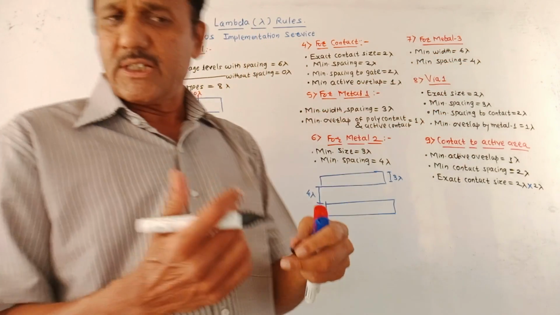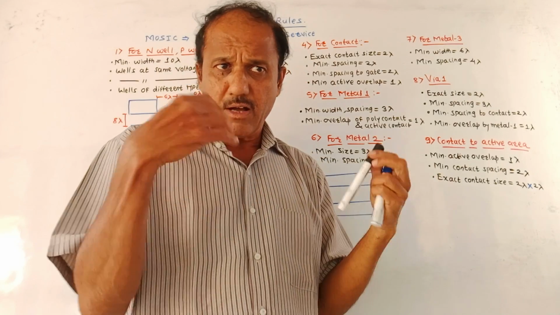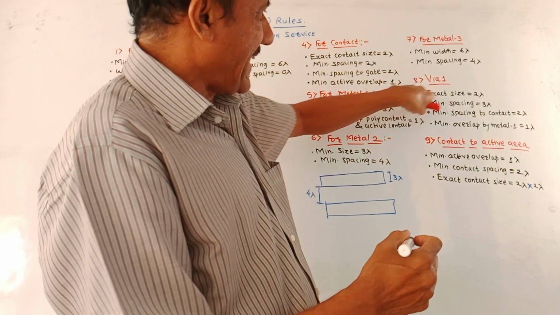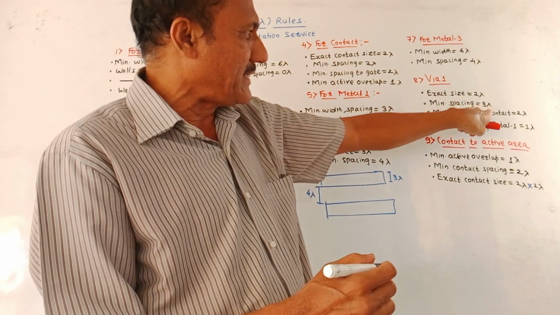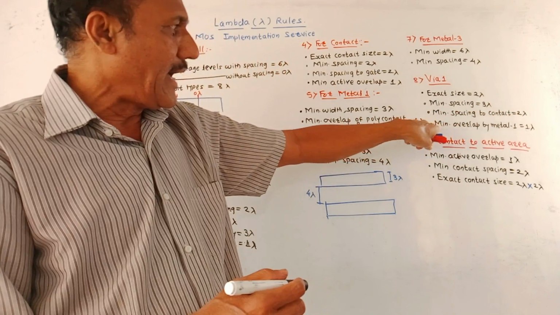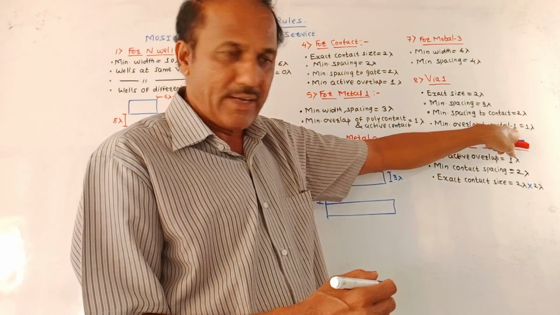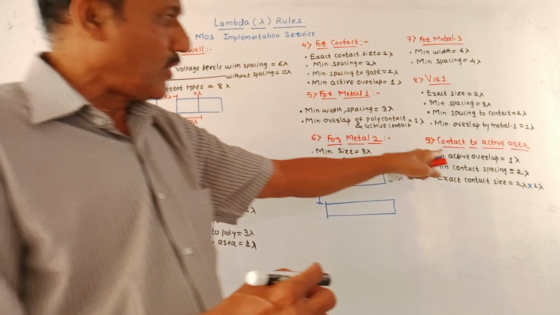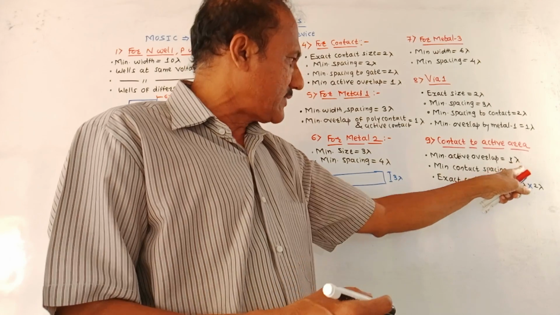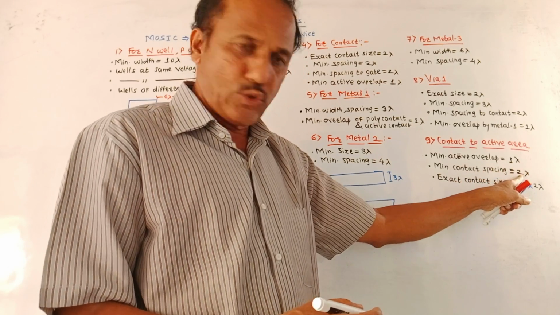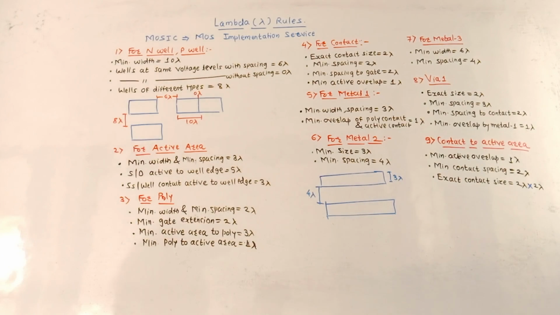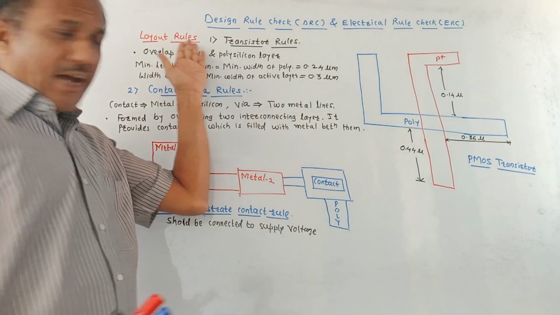Then via 1, actually these vias or contacts are used to make interconnections. So the rules are exact size is 2 lambda, minimum spacing 3 lambda, minimum spacing to the contact is equal to 2 lambda, and minimum overlap by metal 1 is 2 lambda. And last is contact to active area. Minimum active overlap that is allowed is 1 lambda, minimum contact spacing 2 lambda, and exact contact size is 2 lambda by 2 lambda. The next part is layout rules.